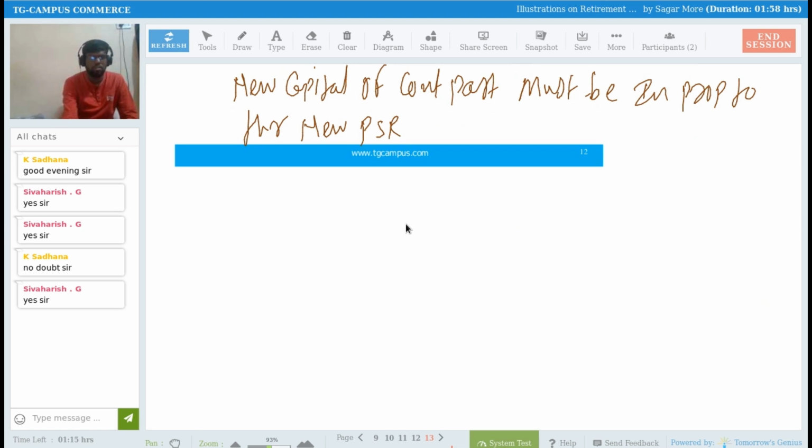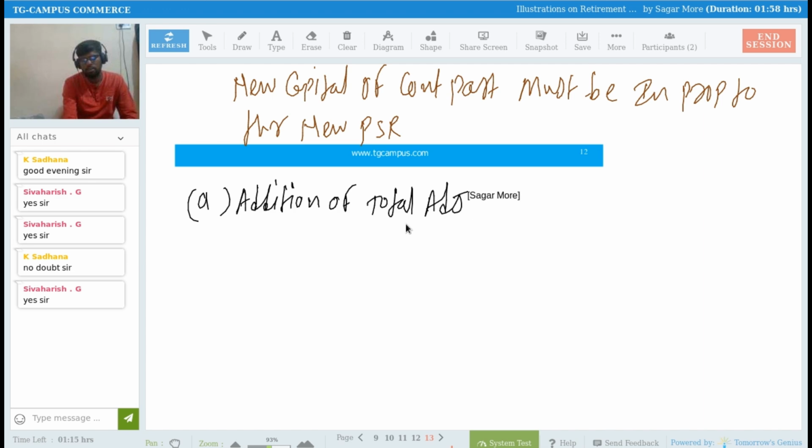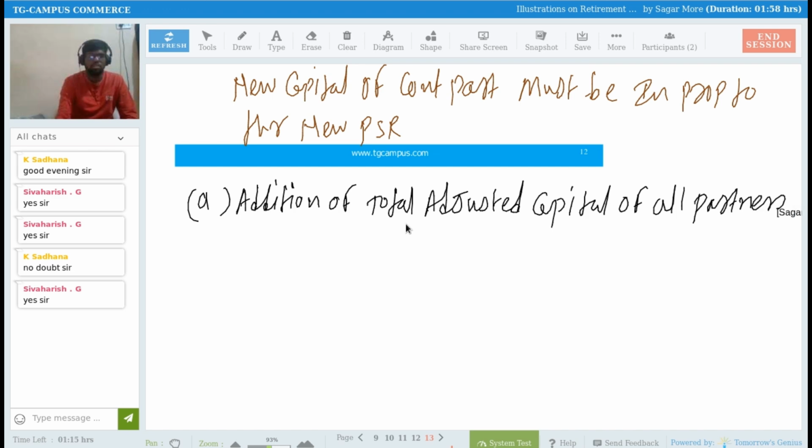Solving the case is simple. The first step is to add the total adjusted capital of all partners, right? So all partners' adjusted capital is there, we have to add that. So after adding that adjusted capital, what is the next step?